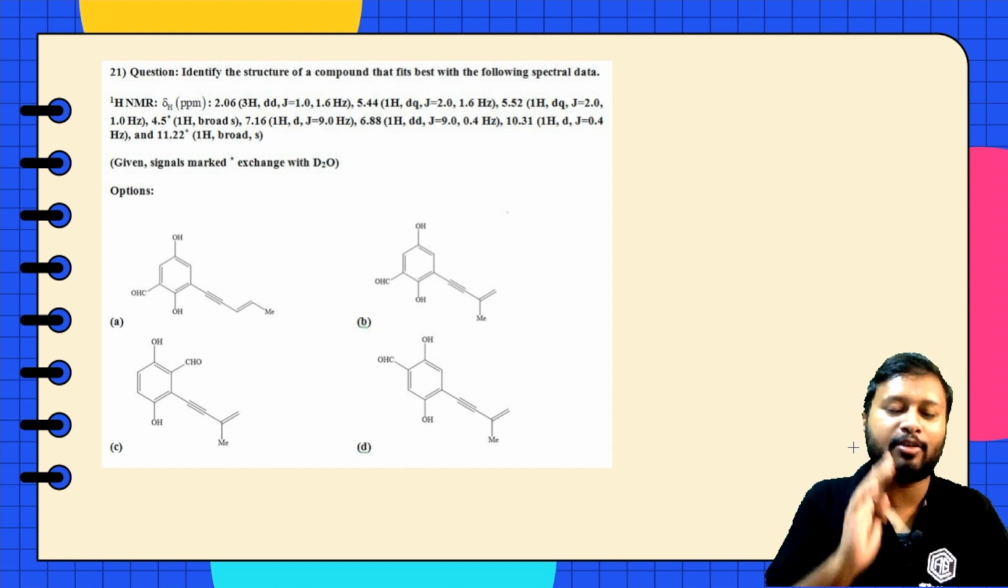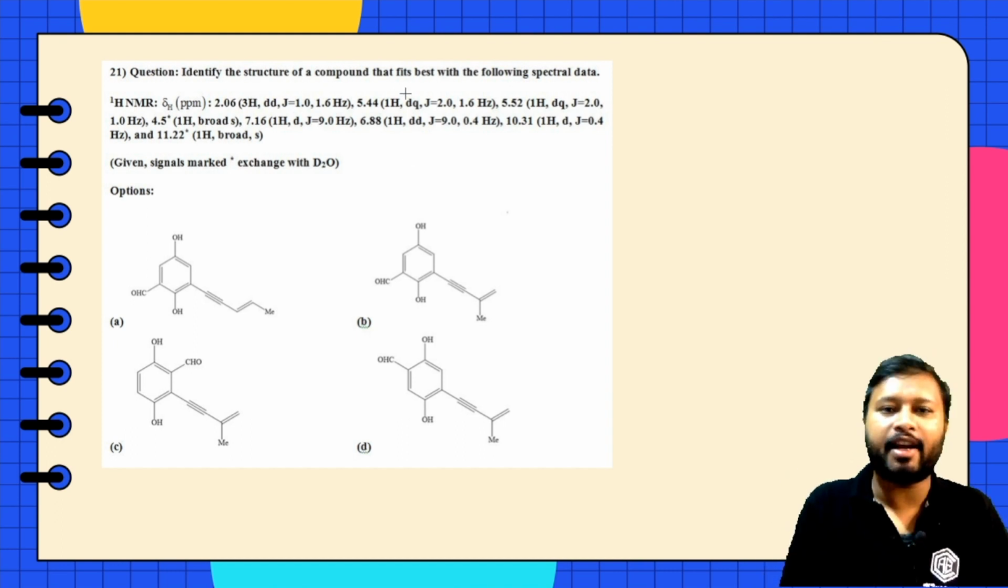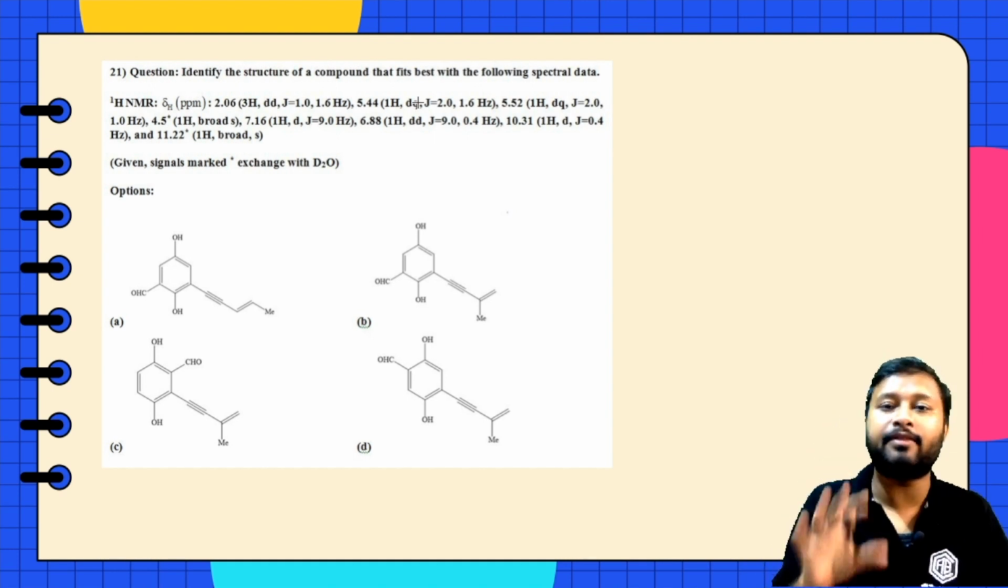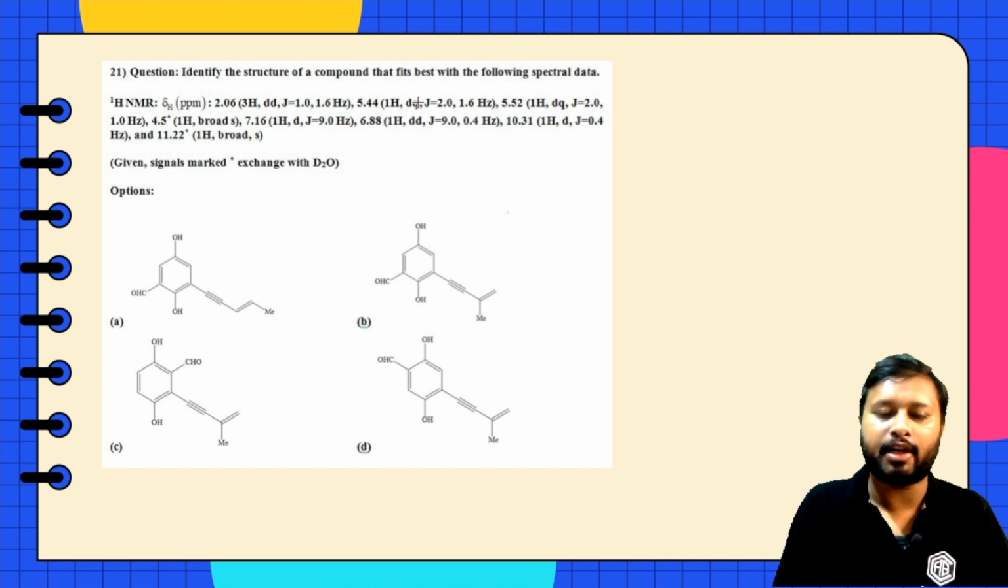So the question is from typical NMR spectroscopy. It says identify the structure of the compound that fits best with the following spectral data. Whenever you do questions related to spectroscopy, I'll suggest you look at some specific peaks. With the help of that, you will get to the correct answer, and you don't have to assign each and every peak. I'll let you know in this question how to use that.